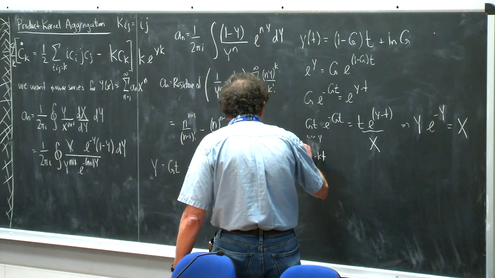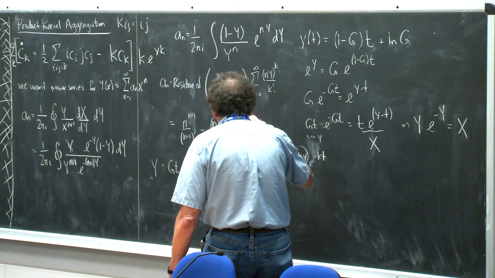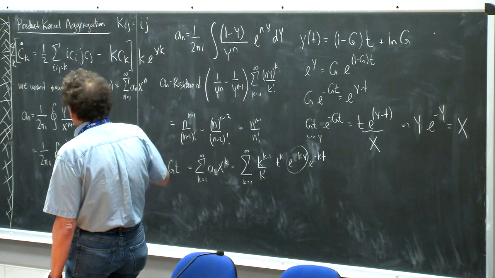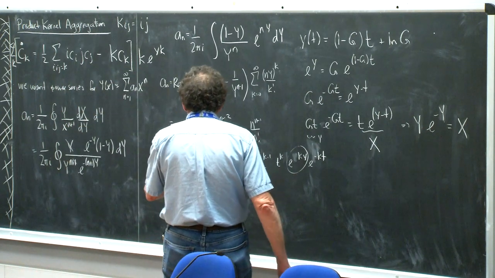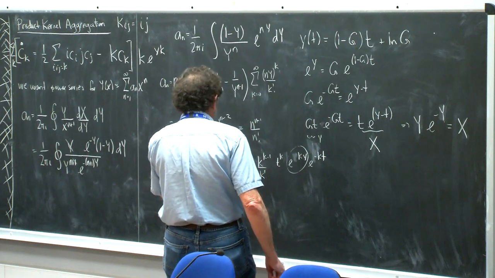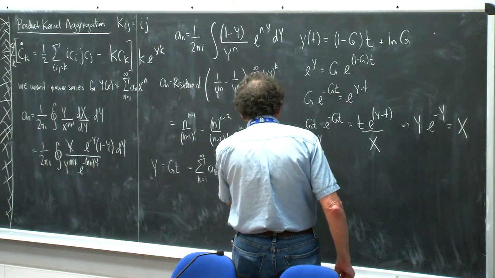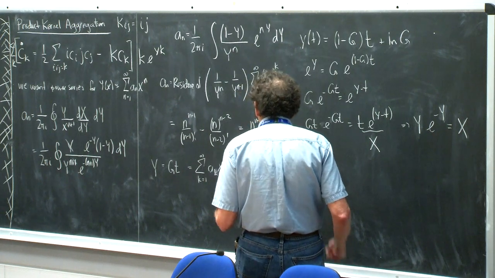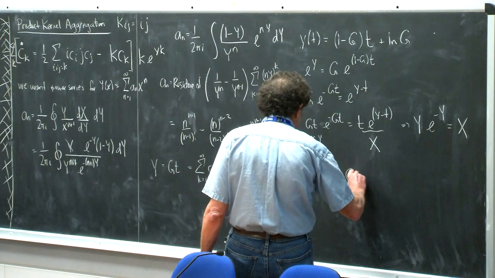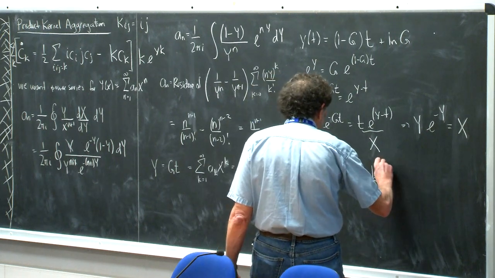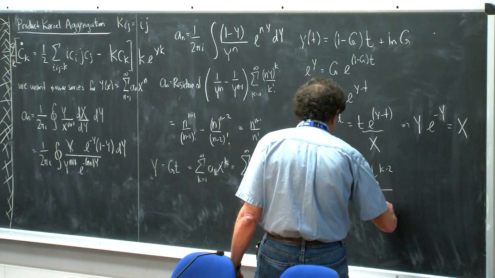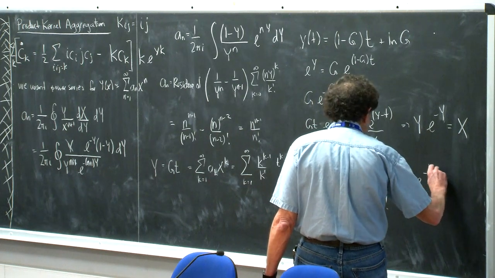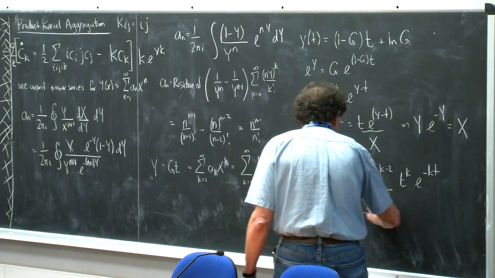In the definition of the generating function, remember that it was like c k e to the y k. So I get rid of the e to the y k, divide by the power of k, and then I have the concentration. So the final concentration of c k is equal to k to the power k minus 2 over k factorial, t to the k, e to the minus k t. So that's the final answer.